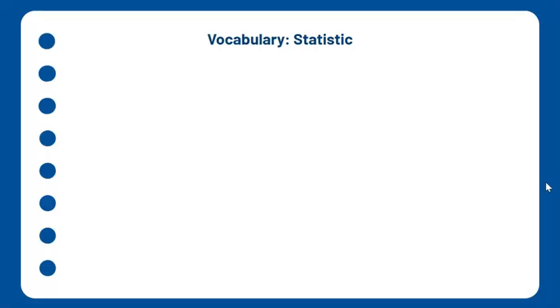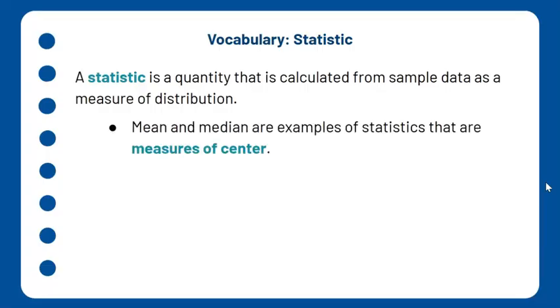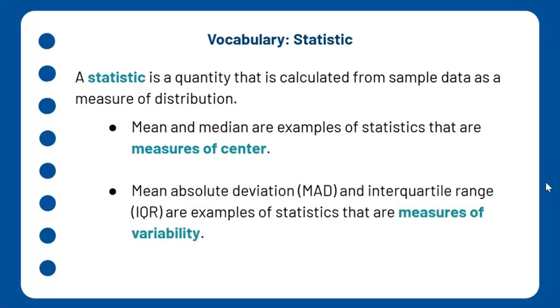In this video, we will focus on how to calculate statistics using spreadsheet technology. But what is a statistic? A statistic is a quantity that is calculated from sample data as a measure of distribution. Mean and median are examples of statistics that are measures of center. Mean absolute deviation, MAD, and interquartile range, IQR, are examples of statistics that are measures of variability.